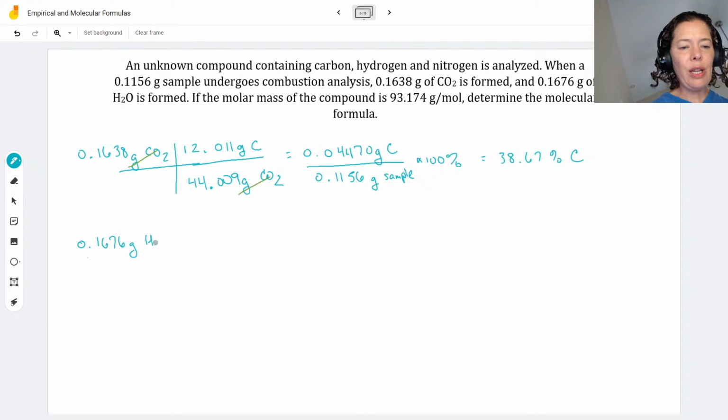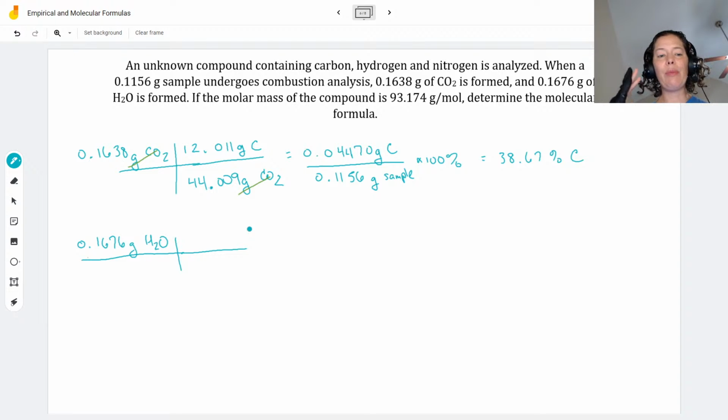So this is grams of water. And just like before, I'm going to convert this into grams of hydrogen. Now this is a little bit tricky. So I'm going to put my molar mass of water in the denominator.